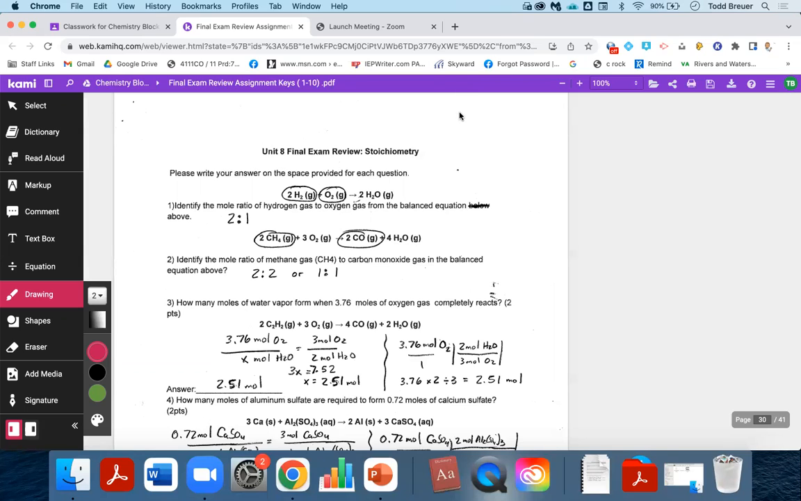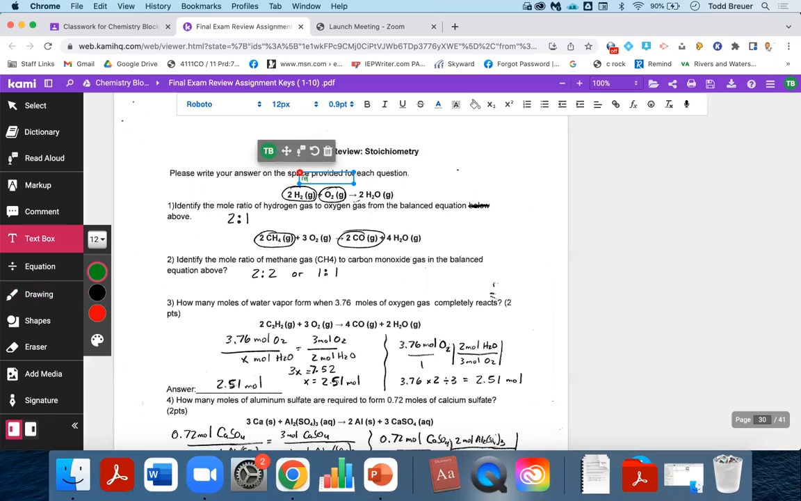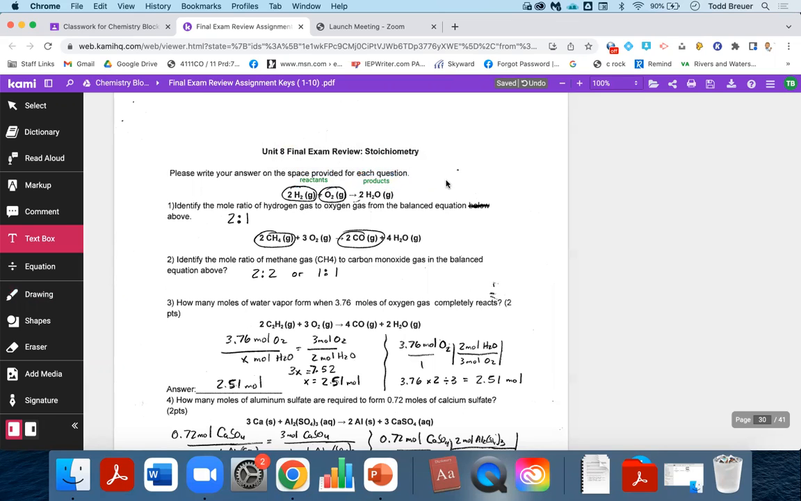So stoichiometry is about the relationships between what we call reactants, the particles on the left side of a chemical equation, and what they turn into, called the products, or the ratio of one reactant to another reactant. It's about chemical quantity ratios that are described by balanced chemical equations.